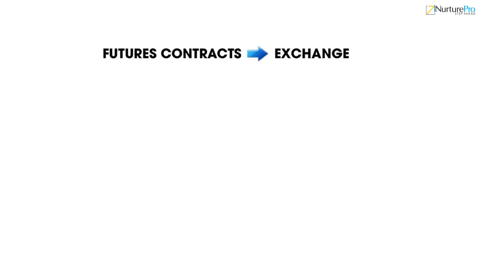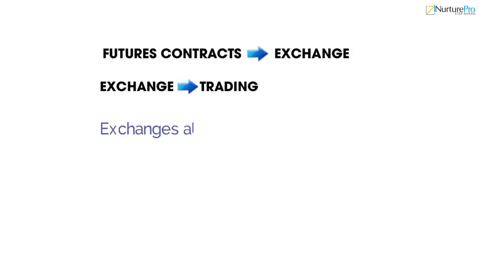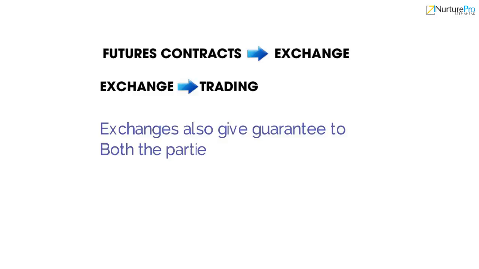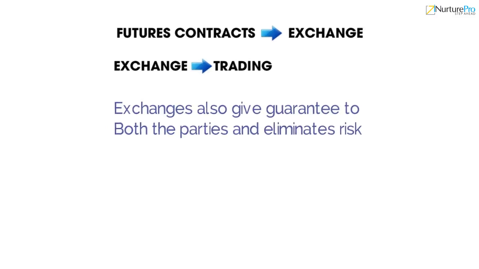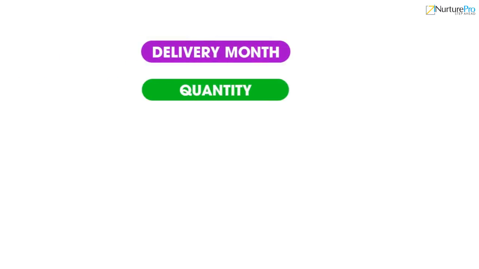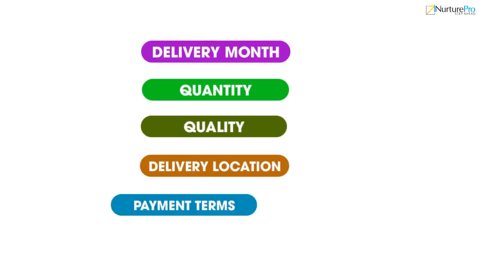Futures contracts are traded on an exchange and the exchange facilitates the trading. Exchanges also give a guarantee to both the counterparties that the contract will be honored and thus eliminate the counterparty risk. Futures contracts are standardized with respect to the delivery month, the quantity, quality, delivery location, and the payment terms. The date of maturity is specified by the exchange on which the futures contracts are listed.